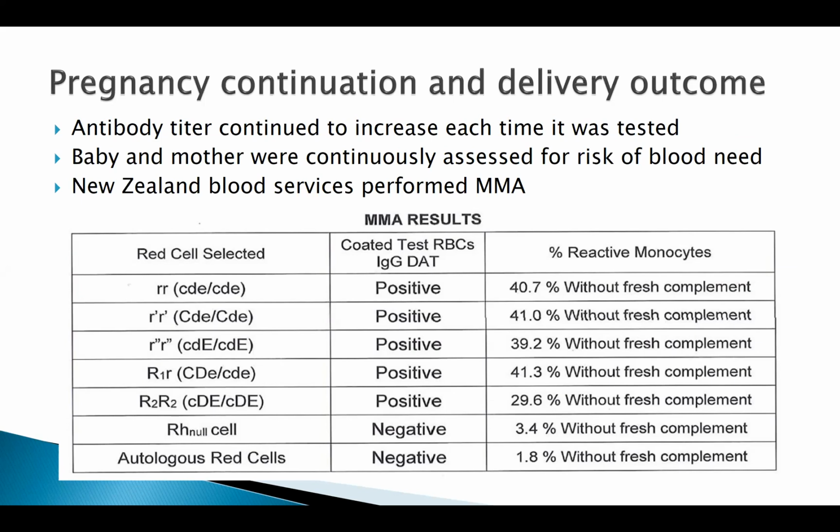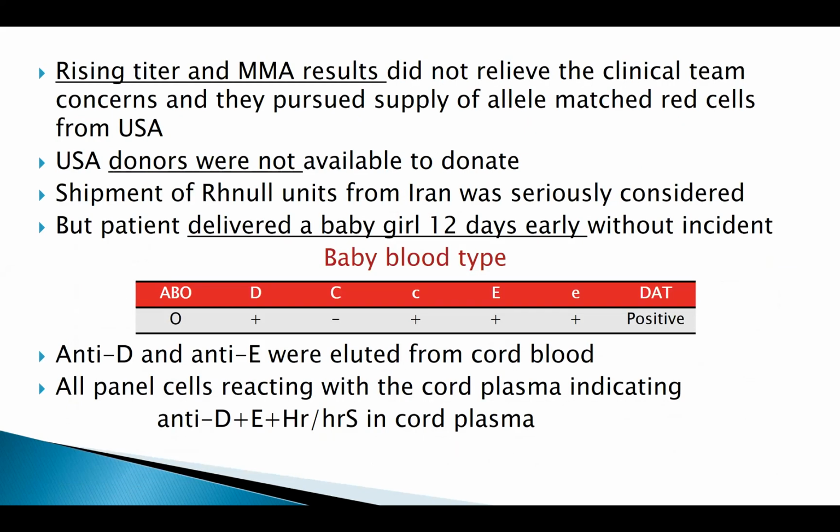Because of the MMA results and the high titer of antibodies, the physicians were still concerned, and they pursued a supply of allele matched red cells from the United States. But unfortunately, the donors at the time were not available to donate. So the shipment of the Rh units was considered helpful, and contact was made, and we were prepared to ship the units to Australia, but luckily the patient delivered a baby girl 12 days early without any incident.